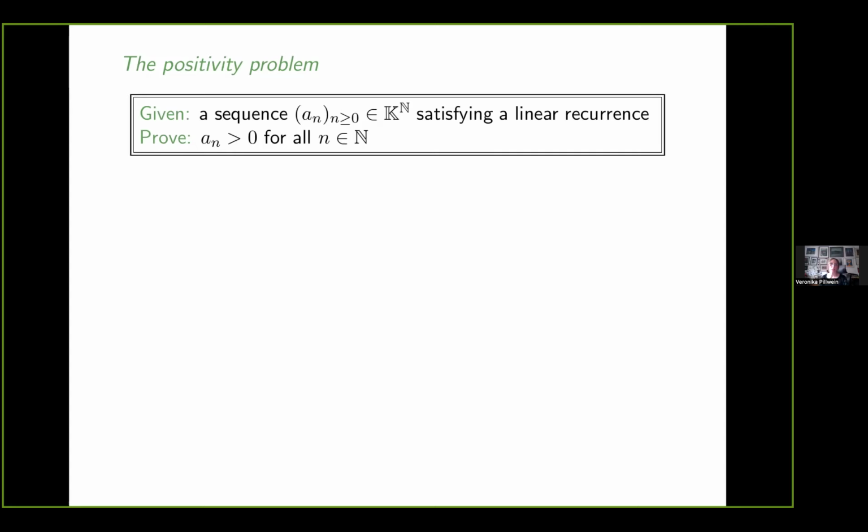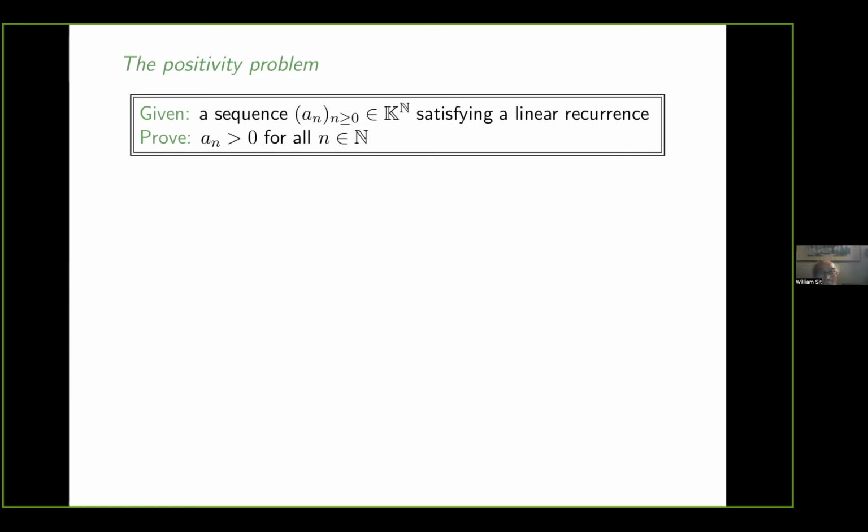And for the positivity problem, from what I said before, if I take linear combinations of P-recursive sequences, they are P-recursive again. So if I want to show that one sequence is bounded by another sequence, I can show that the difference is positive. So it also falls under this class of problems. If I want to show that a sequence is non-zero, for instance, then I could show that the sequence squared, which would again be P-recursive, is greater than 0 for all n. And this latter example already indicates how difficult this problem is in general.